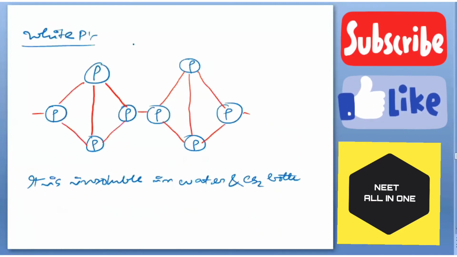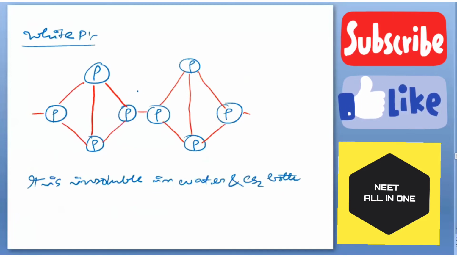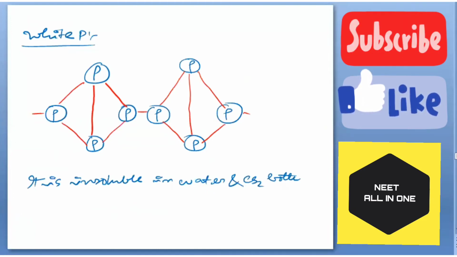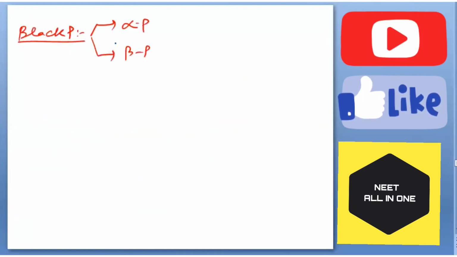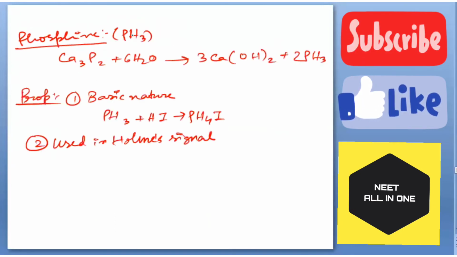Next is our white phosphorus. Now in this white phosphorus, what we can see is that it is forming a polymer type of chain, okay. So it is insoluble in water and CS2 both, okay. Next is our black phosphorus. Now there is nothing to be read in black phosphorus, just remember that there are two forms, that is alpha phosphorus and black phosphorus, okay.